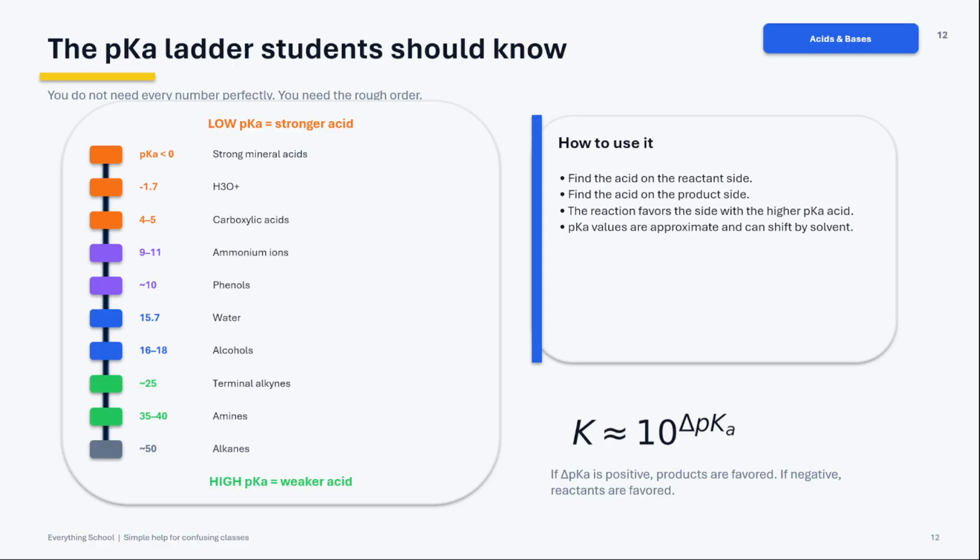Alcohols are about 16 to 18. Terminal alkynes are about 25. Amines are about 35 to 40. Alkanes are about 50. To use the ladder, find the acid on the reactant side, find the acid on the product side, and the reaction favors the side with the higher pKa acid. Also notice the accuracy note. pKa values are approximate and can shift by solvent.